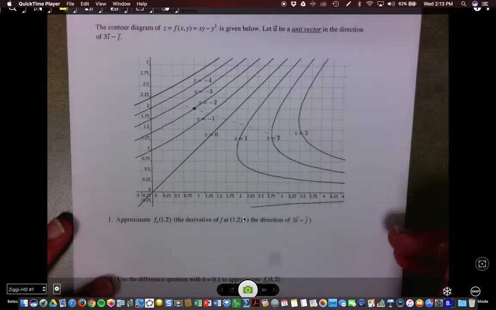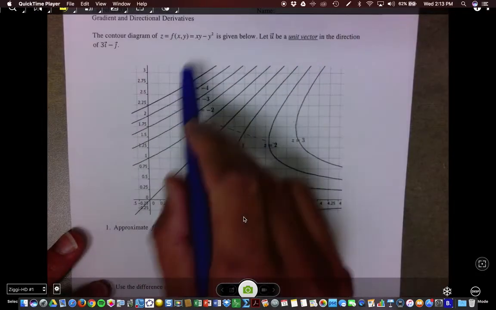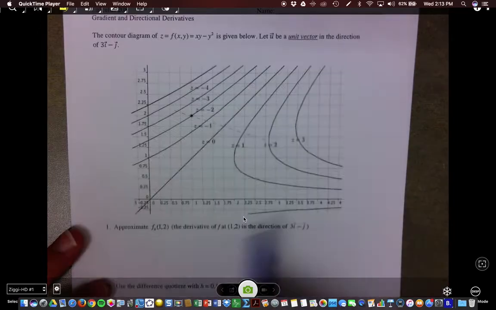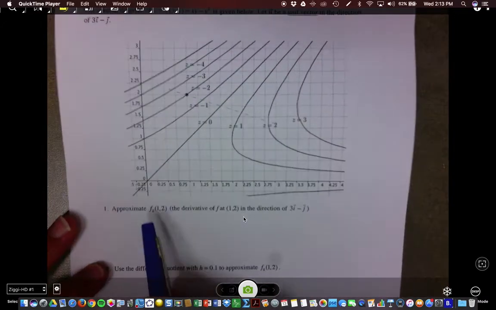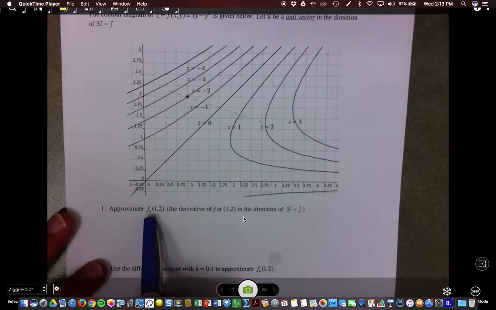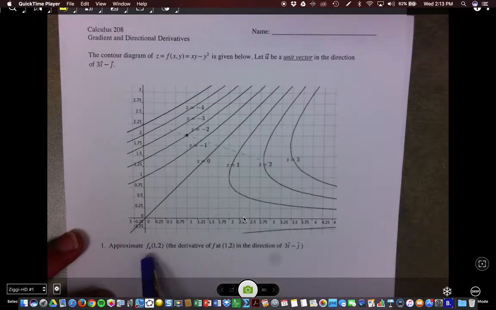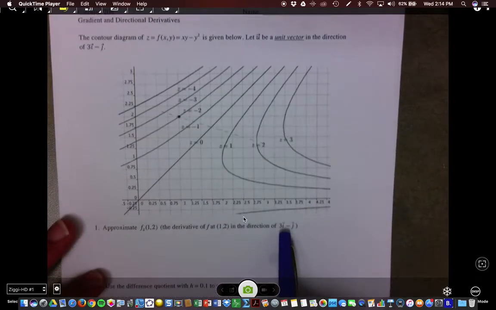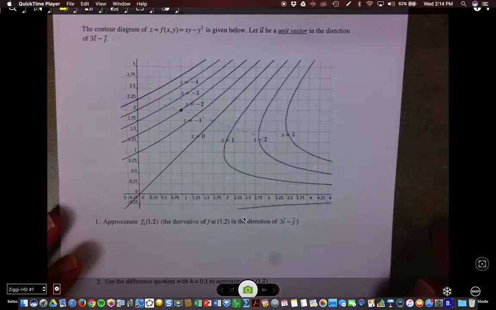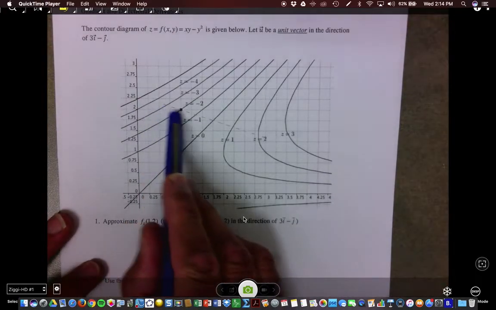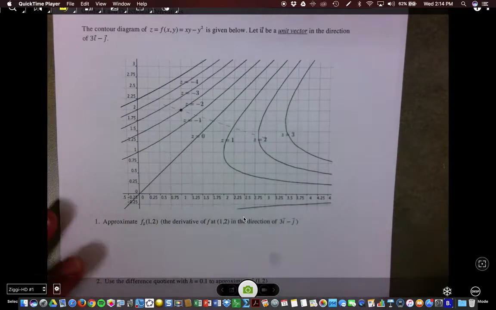What we would like to do in this problem is find a directional derivative, and the notation is f with a subscript of u, at a point. This means the derivative of this function in the direction of u, and u is in the direction of the vector 3, negative 1. On the picture, I've drawn a dotted line that points in the direction of this vector.